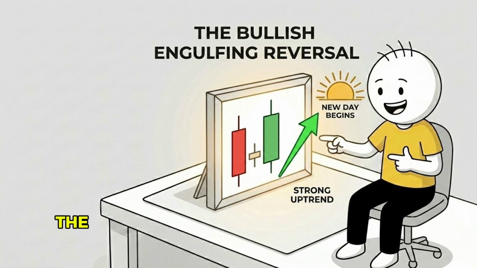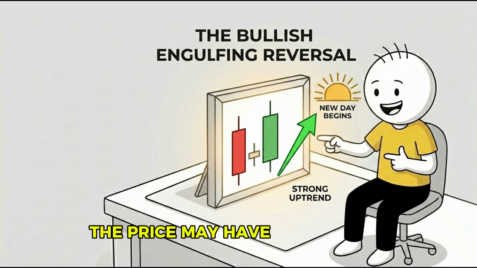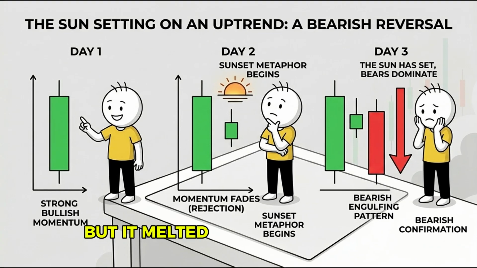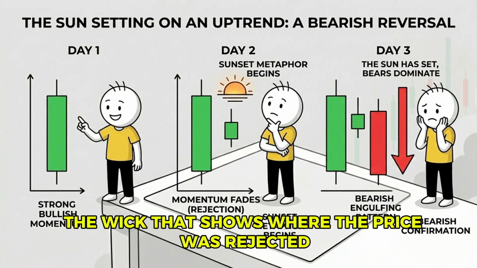Think of it this way. On a real candle, the wick stays behind as the wax melts. In the market, the price may have traveled far, but it melted back, leaving a trail, the wick, that shows where the price was rejected.